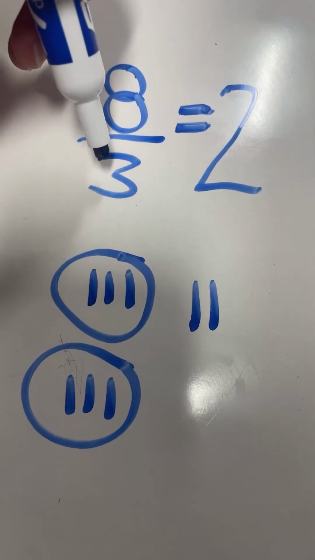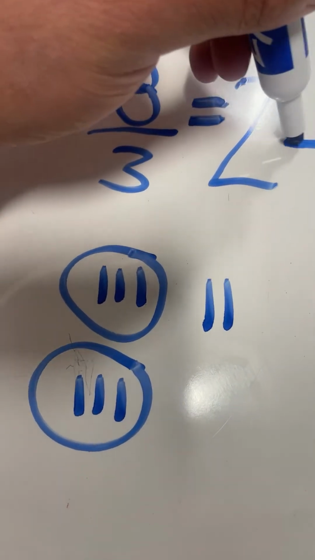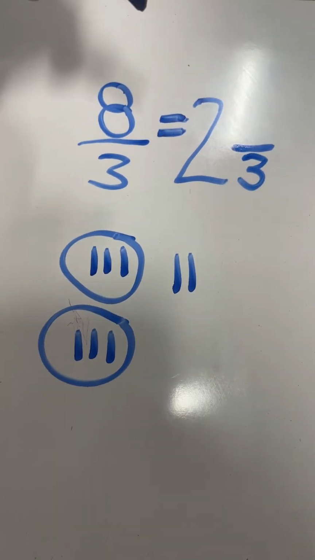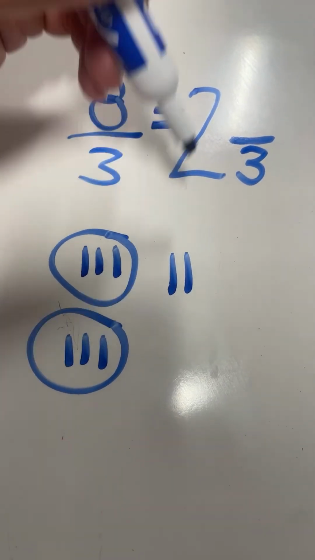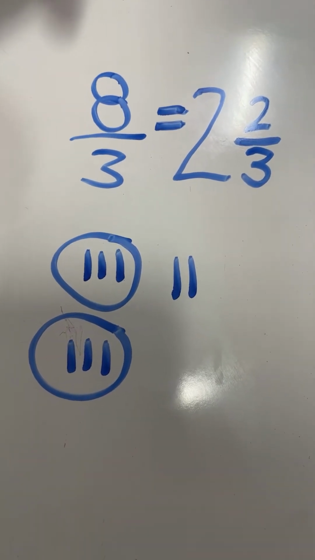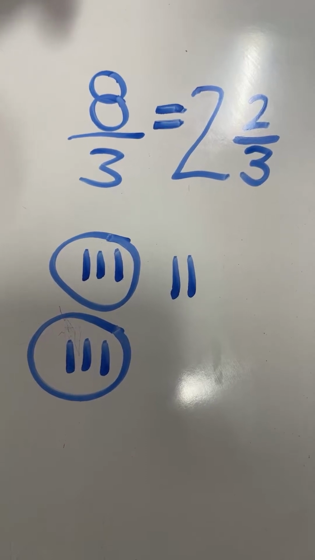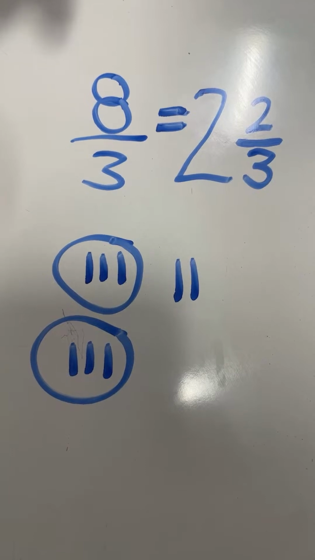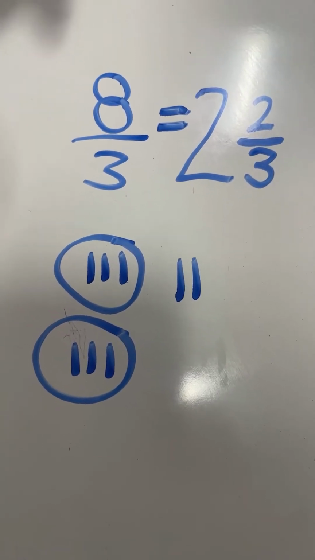The denominator in our improper fraction is going to remain the denominator for our mixed number. So 3 is our denominator. Our remainder is our numerator. We have a remainder of 2. So 8 thirds equals 2 2/3. 8 thirds as a mixed number equals 2 2/3.